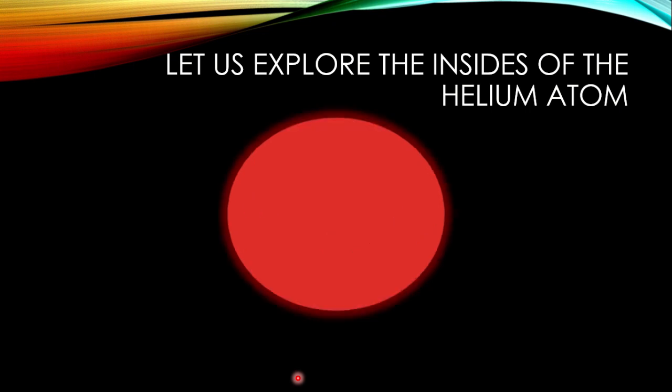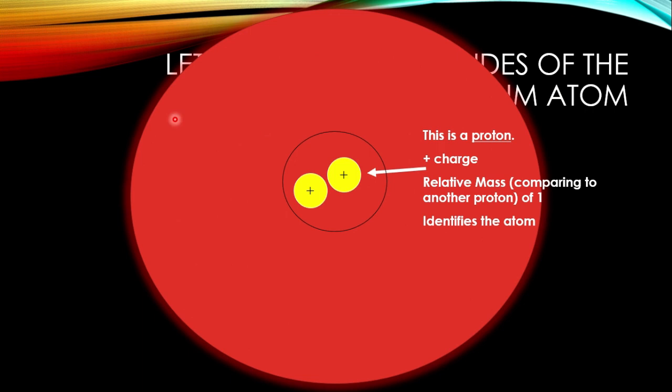Let us explore the insides of the helium atom. For example, itong buong circle na to, yan ay yung atom. Inside the atom, meron tayong tinatawag na nucleus. The nucleus is composed of two subatomic particles. We have number 1, proton. Ito yung proton natin. Since helium ang ating pinag-uusapan, dalawa ang kanyang proton. So this is a proton.